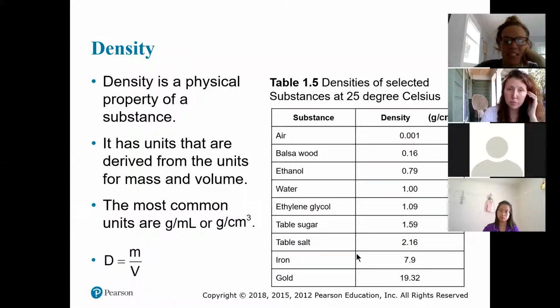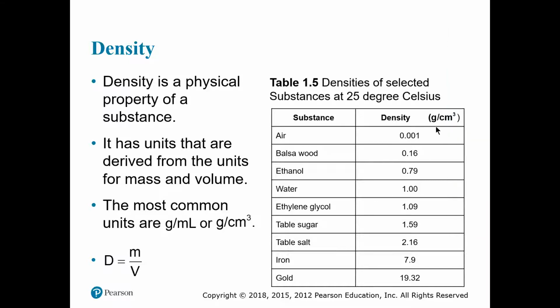Okay, so we talked about density, and density also being a derived unit, meaning that it is composed of two other units. Sometimes it's grams per milliliter, sometimes it's grams per centimeter cubed, sometimes it's pounds per yard cubed, a couple different things. So density is a physical property, which means that an object doesn't have to change what it is in order to express its density. And it has units that are derived from other things.